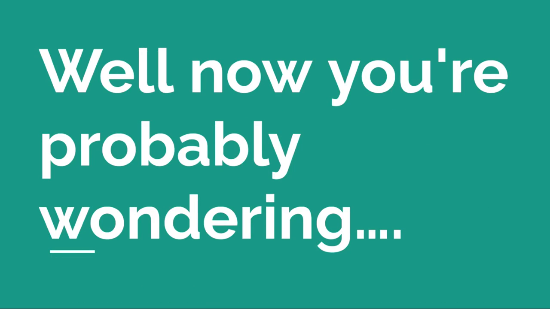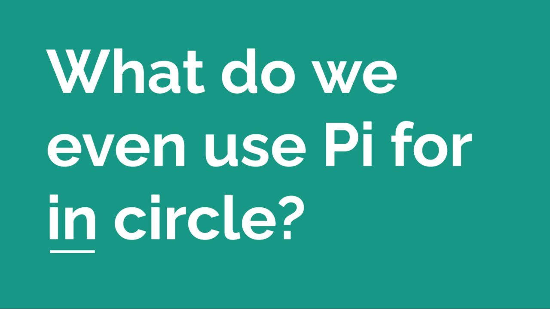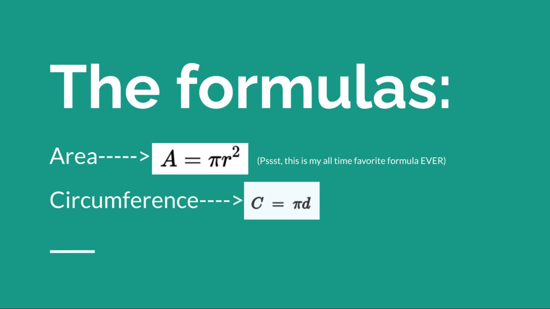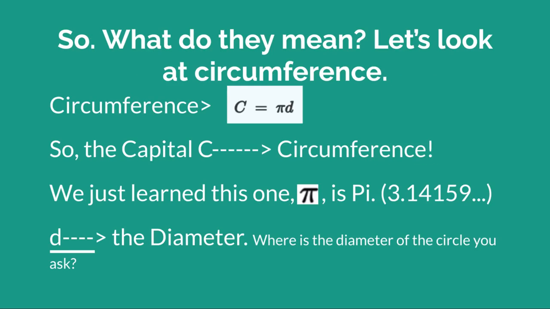Well, now you're probably wondering, what do we even use pi for in a circle? The formulas, ready? Area of a circle is A equals pi r squared. Psst, that's my favorite formula ever. And circumference, C equals pi d. So, what do they mean?